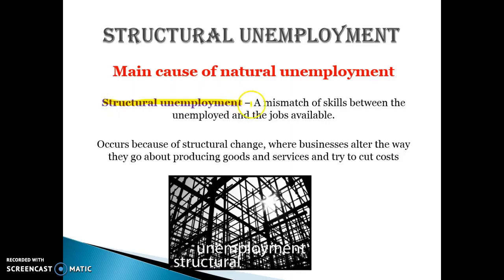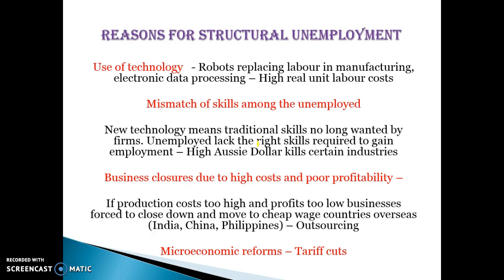So it's a mismatch of skills between the unemployed and the jobs available, and it occurs because of structural changes, where businesses basically alter the way they do things. They might alter them by moving overseas, getting more technology, so they're becoming more capital intensive, is what we're talking about here. So some examples. The main example of structural unemployment is if you lose your job because of new technology. So if robots replace people, self-service checkouts, anything that's basically a sign of businesses becoming more capital intensive, anybody that loses their job because of that would be structurally unemployed. You have to be looking for work still.